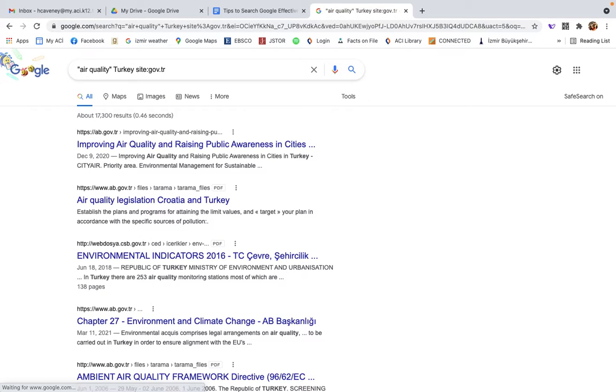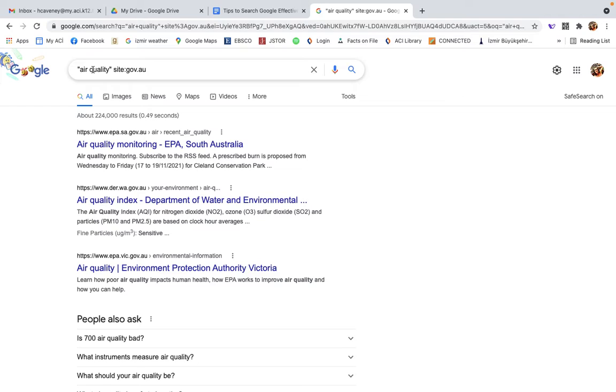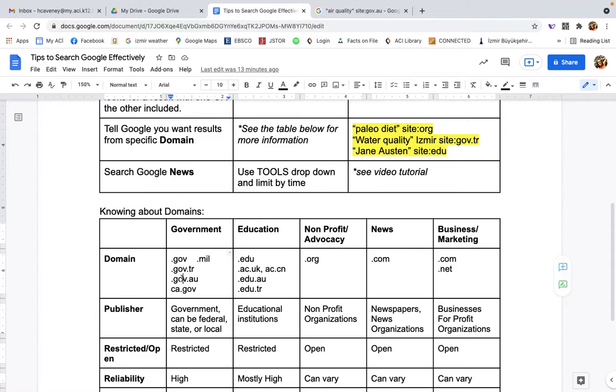Site:.gov.tr. Here I have 17,000 results that are about air quality in Turkey, and they're on Turkish government sites. I'm going to take out Turkey, and now I'm going to look at AU, which is for Australia. Here we have air quality on government sites in Australia. Okay, so depending on your topic, you can play around with these.